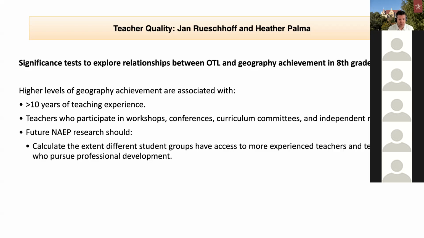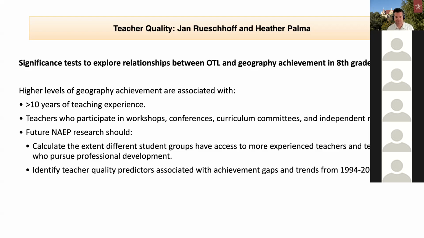So this is an example of one thing we could do with NAEP data: we can calculate the extent that different student groups have access to, say, more experienced teachers or teachers who pursue these types of professional development. And we can take those variables and add them as another level in our existing 2-level model to see how they are associated with the gaps and trends over that study period from 1994 to 2018, to try to get a sense of the extent to which the magnitude of those achievement gaps may be due to differential access to teacher quality.